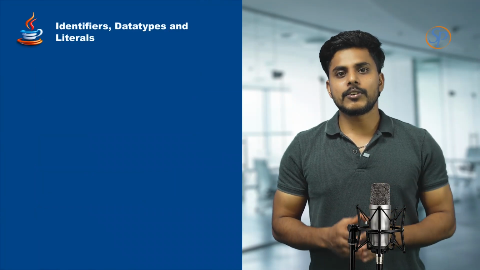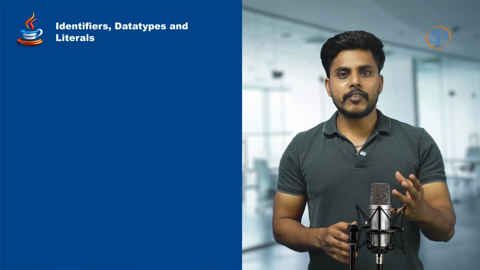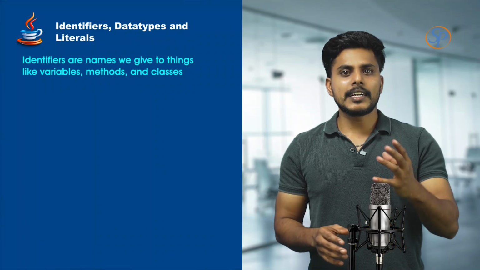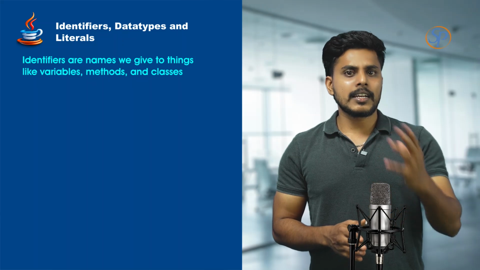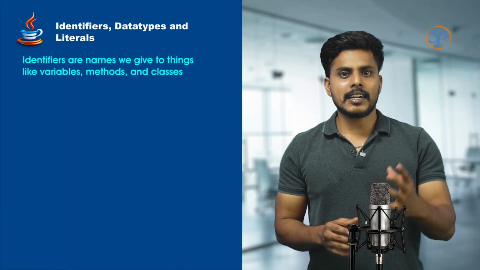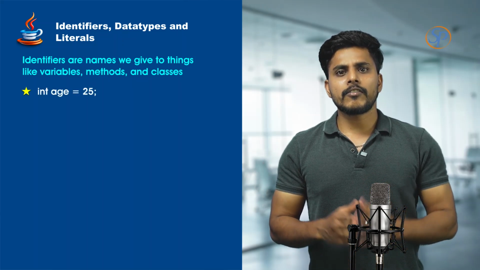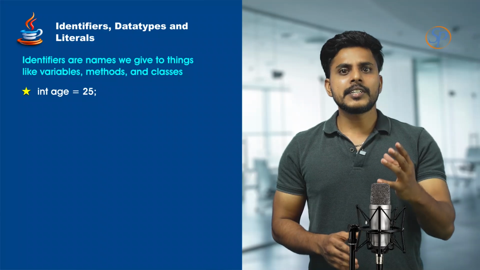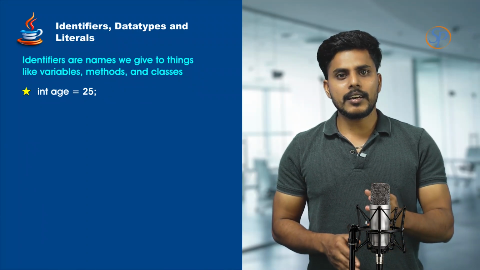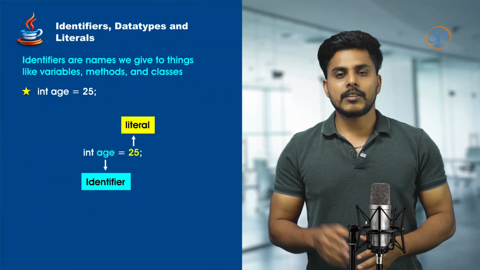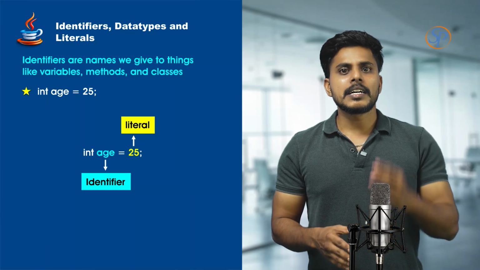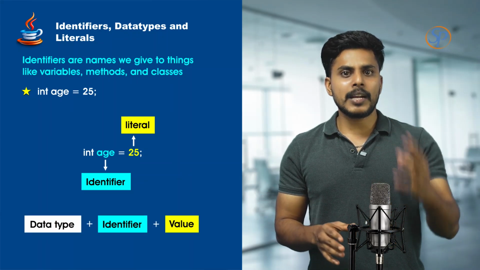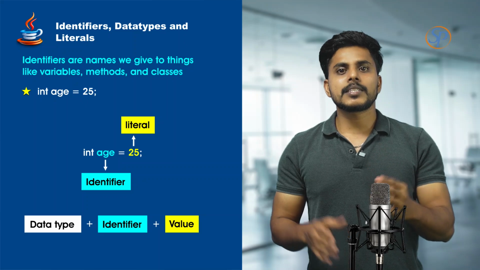In the previous video, we learned about identifiers, data types, and literals. Identifiers are names we give to things like variables, methods, and classes. Literals are values. Example, int age equal to 25. Here, age is an identifier. 25 is a literal. Now, when we combine this, data type plus identifier plus value, that becomes a variable.